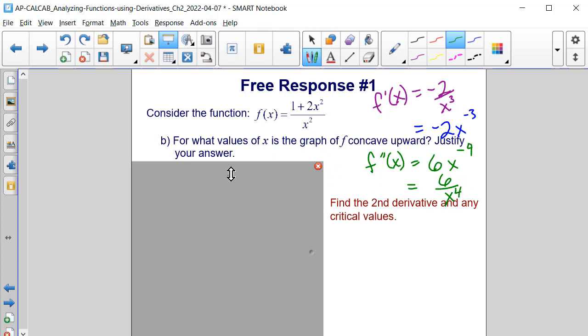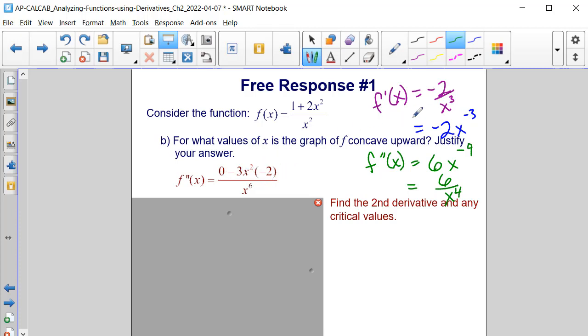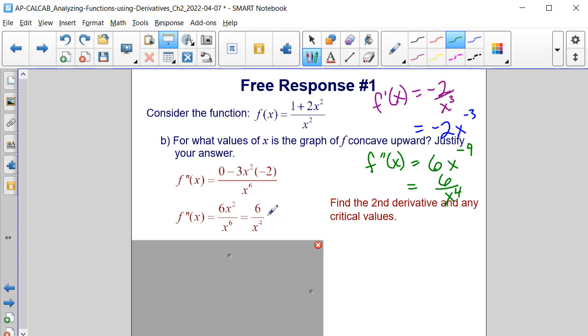This problem could have also been done using the quotient rule again. And by doing so, you would have the bottom x cubed times the derivative of negative 2, which is 0. That's how we get a 0 here, minus the top, negative 2, times the derivative of our bottom, which is 3x squared, all over x to the third raised to the second power, which is x to the sixth. And when we simplify, we will still get 6 divided by x to the fourth.